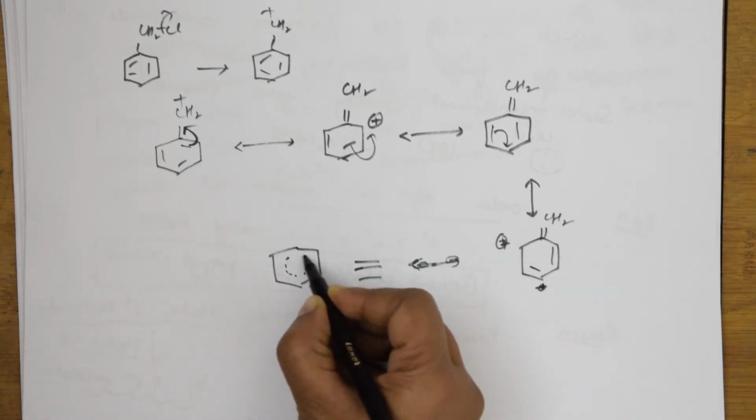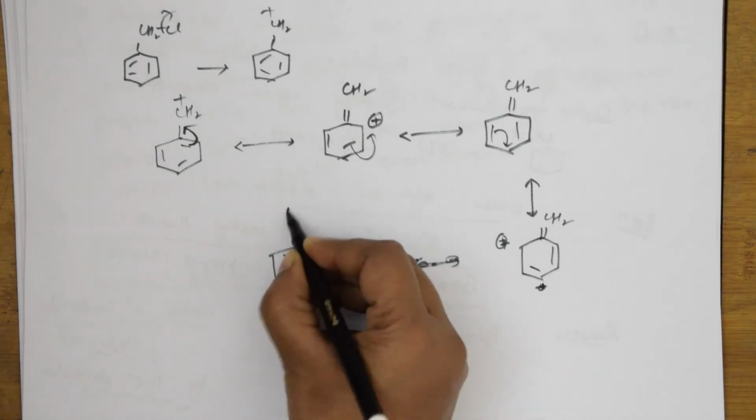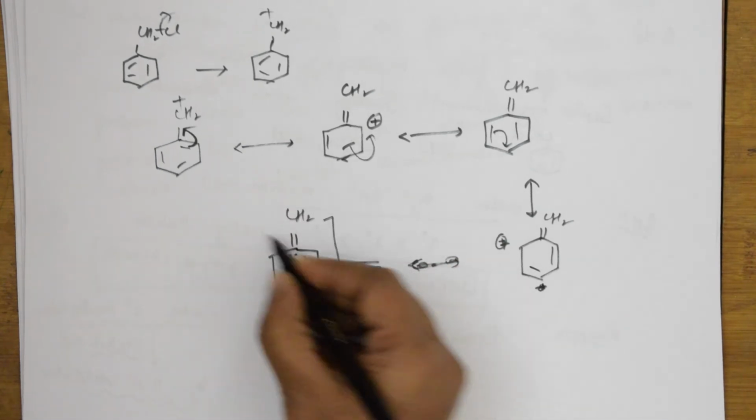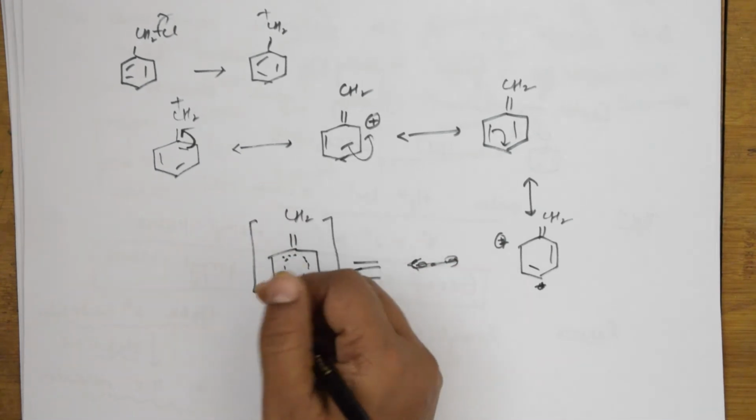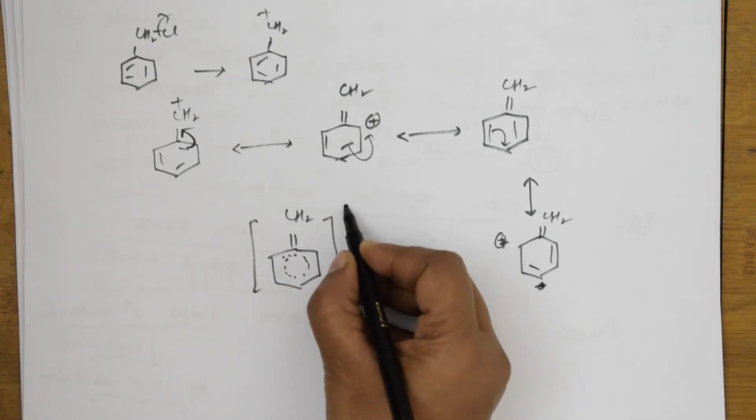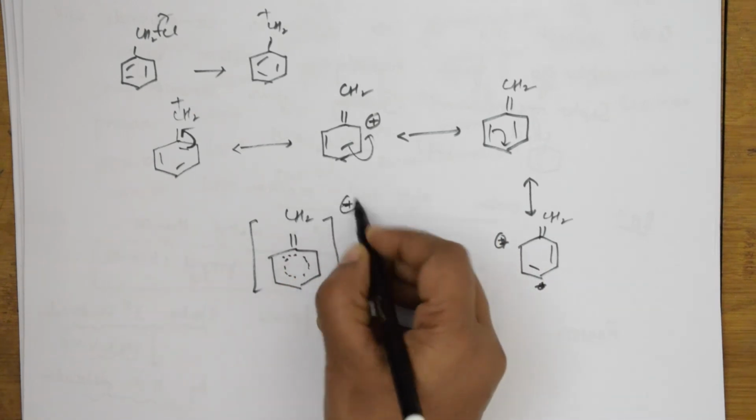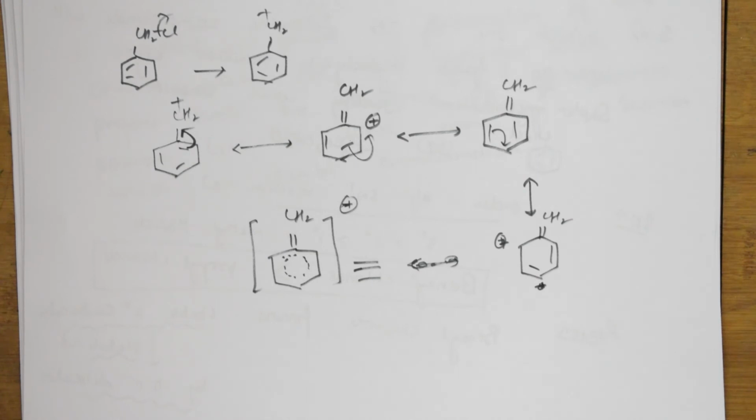You want to show the resonance hybrid like this. Double bond, CH2, overall charge, if I have to say, plus. Basically, you can write that also, plus or resonance hybrid. Okay, so this is how you're going to show.